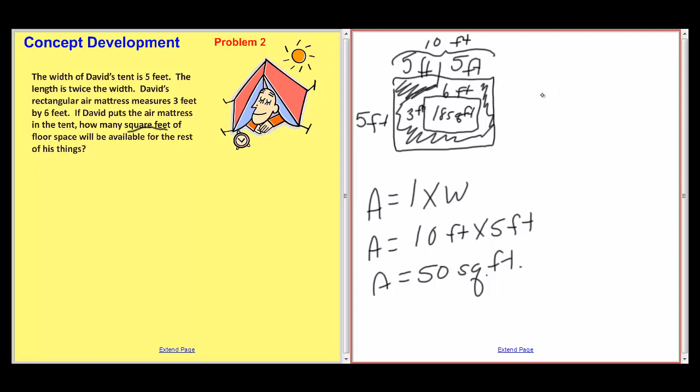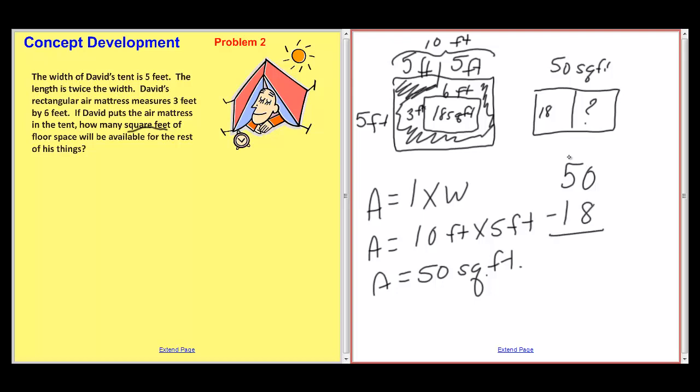So if my total is 50 square feet, and part of the space is 18 square feet, and I want to know what this part is, that tells me I have to subtract. So I'm going to take 50 minus 18. 50 minus 20 would be 30. That wouldn't be enough. I have to take away 2 less, so I have to give back 2, so the answer is 32. If you want to regroup there and check my math, you can, but the answer is 32.